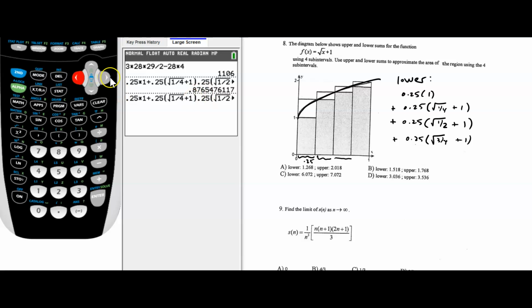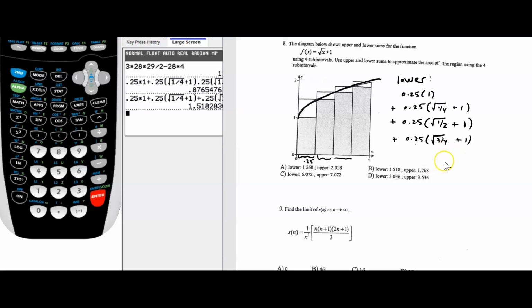So let's go back to right here and let's insert a plus sign. And now I press enter. That is more like it. So when I set this up, I should get a value of 1.518 for my lower bound. And you can see just based upon those answers that our answer is going to be B.